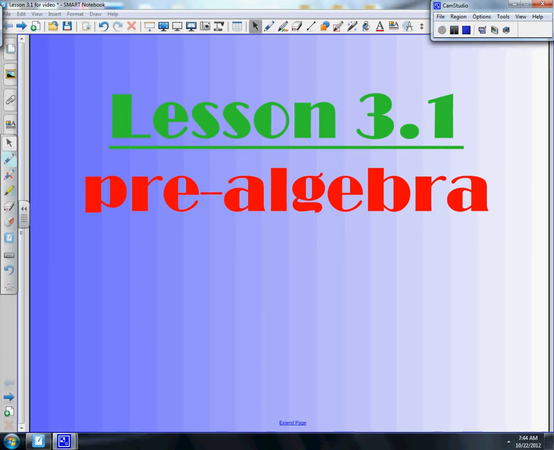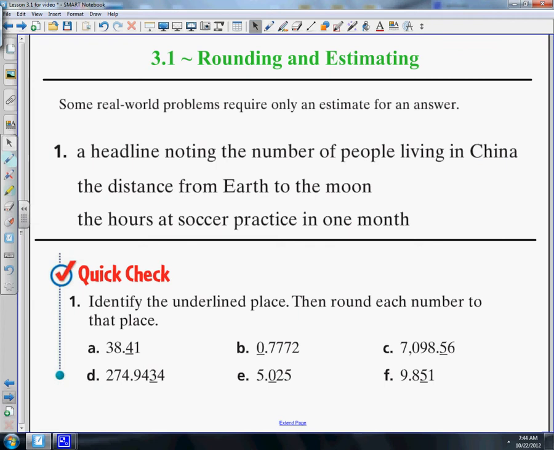This is lesson 3.1 for pre-algebra. Take out your notebooks, title it 3.1, Rounding and Estimating. Now, this should be a review for most of you because rounding and estimating you've been doing for many years. Some real-world problems require only an estimate for an answer, so that's why they teach this to you.